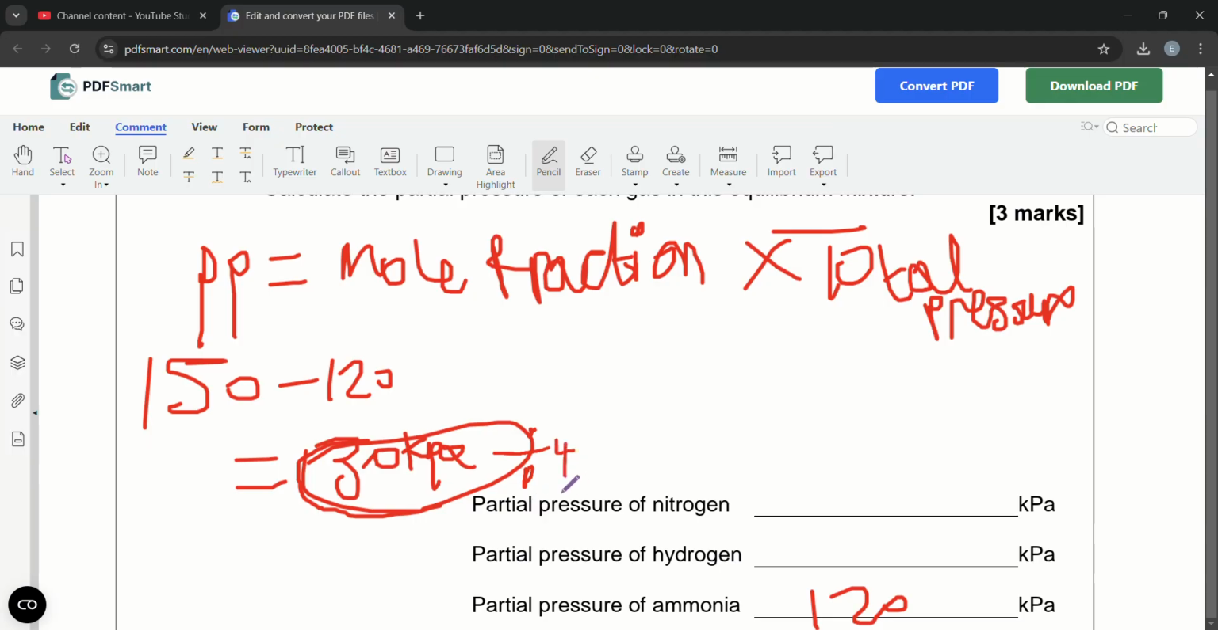because 1 plus 3 is 4, and therefore we get the partial pressure of nitrogen is going to be 0.25 times by 30, 7.5, and therefore 30 minus 7.5, we get 22.5 partial pressure of hydrogen.